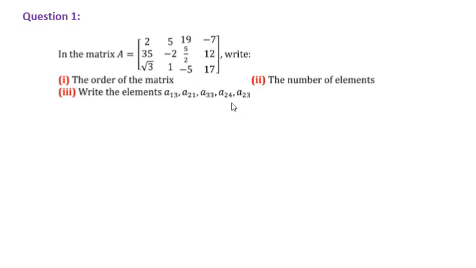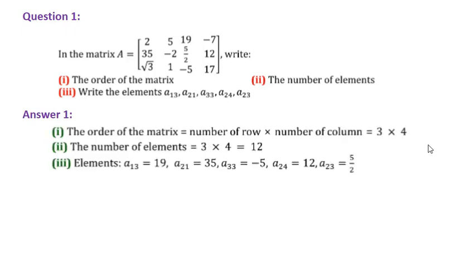A24, second row and fourth column. So in second row and fourth column, what I can see? I can see 12. And A23, that is second row and third column. So second row and third column, I am getting number as -5. Right? So this is our answer. Order of matrix is 3 into 4. Number of elements 12. And these are different elements. Yes? Okay. Now let us see the second question.